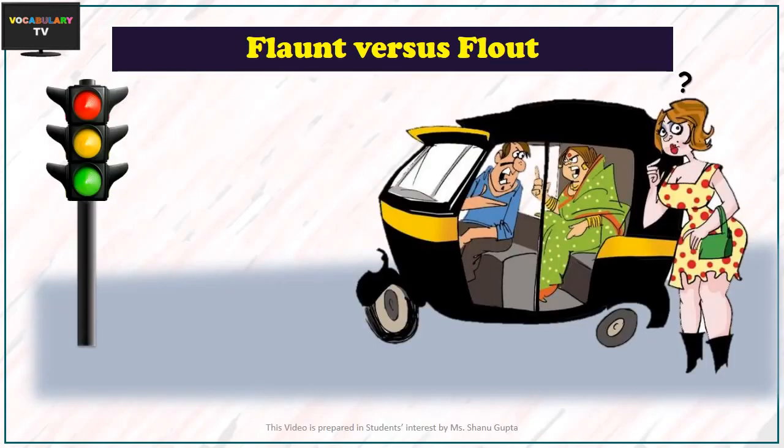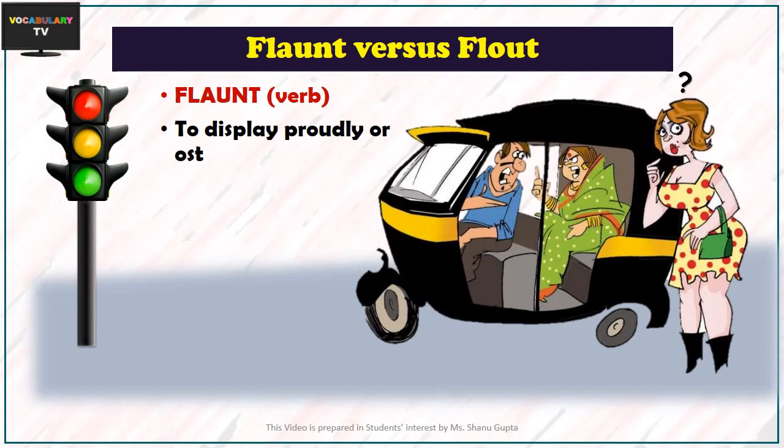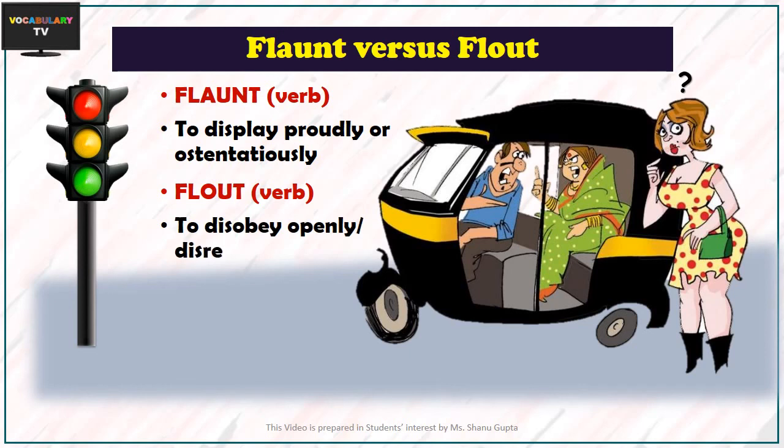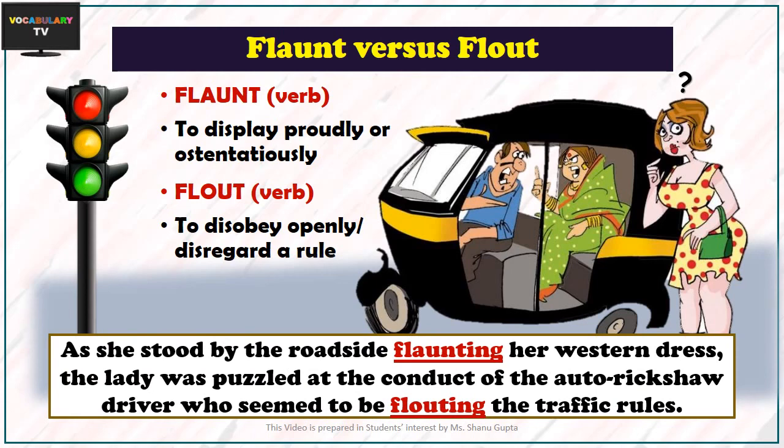Another important pair of confusable words is flaunt and flout. To flaunt means to show off, to display proudly or ostentatiously, like one might flaunt one's new dress or a gadget owned by one. To flout, on the other hand, means to express contempt for the rules by disregarding them or disobeying them openly. One example sentence clarifying the meaning of these words is, as she stood by the roadside flaunting her western dress, the lady was puzzled at the conduct of the auto rickshaw driver who seemed to be flouting the traffic rules.